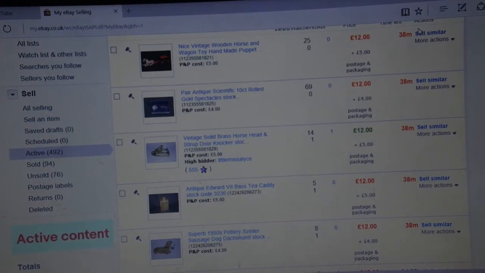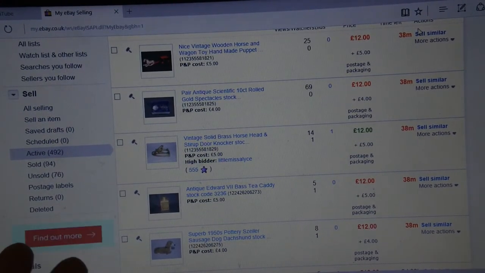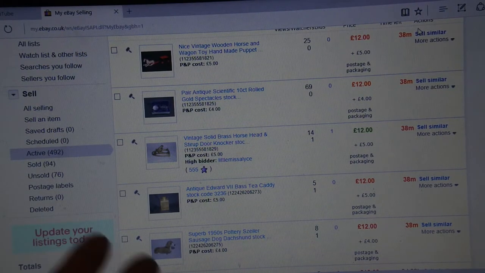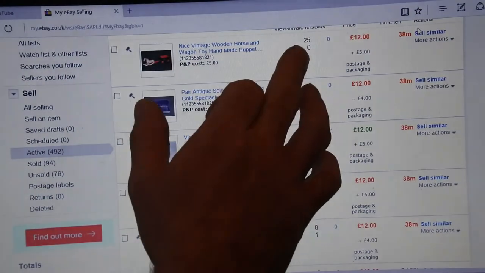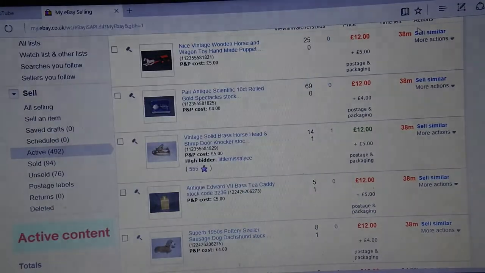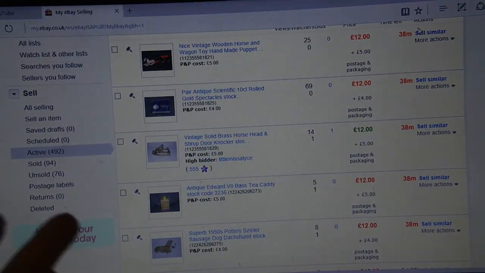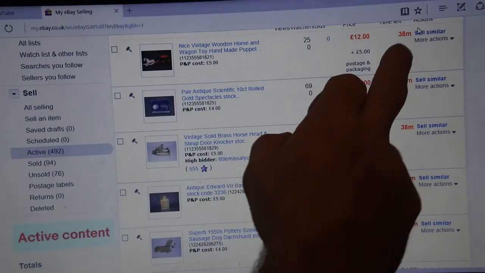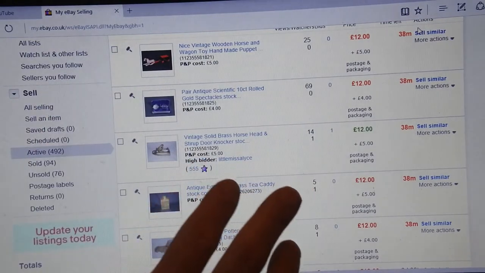Now, I haven't changed the descriptions from my shop descriptions. I haven't changed the categories. All I've done is send them straight to auction with no reserve. Now, it's only had 25 views in the 10 days. So I'd be interested to see how many people only look at the last half hour of items or so. They've got 38 minutes left, and we'll see.